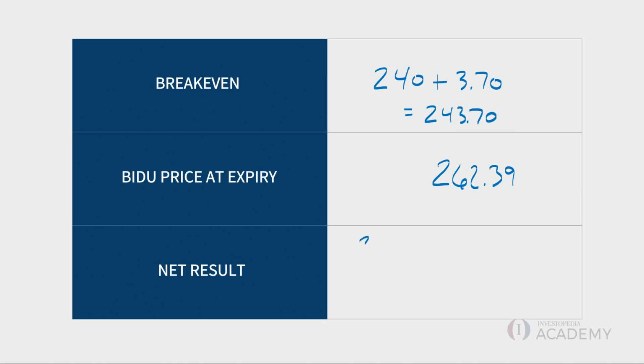Let's look at the 250 call that you purchased. If Baidu closed at 262.39, we know that call is worth 12.39. Let's look at our 240 call. Baidu closed again at 262.39. We know that this call is worth 22.39. So the difference here is 10 points that you lost. You made 12.39 on the long call. You lost 22.39 on the short call.